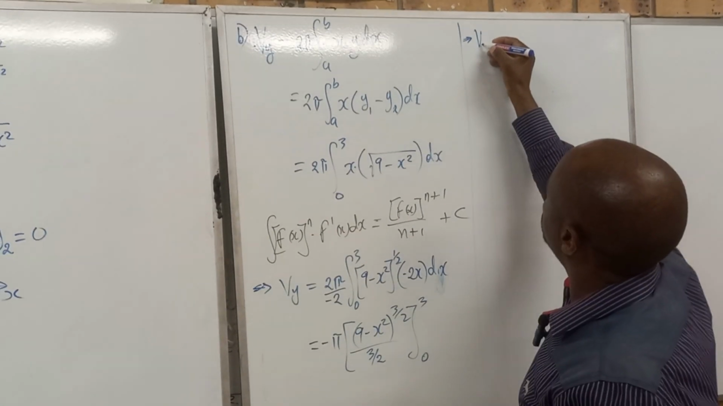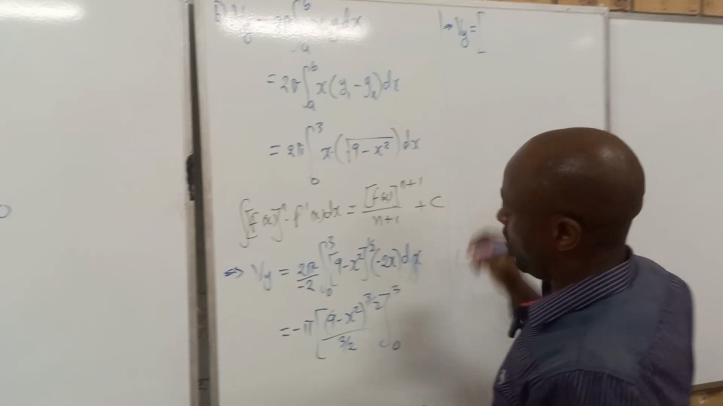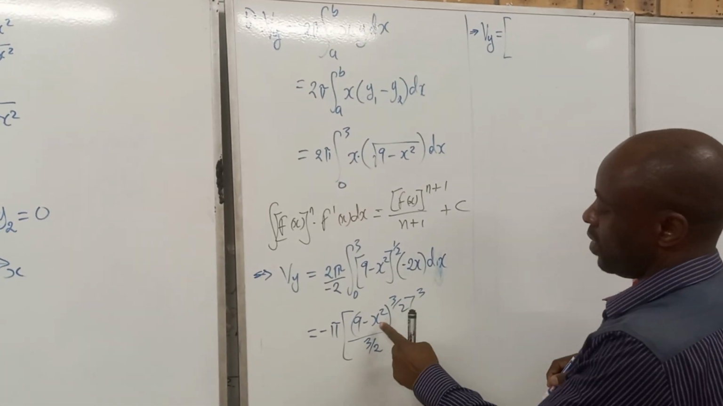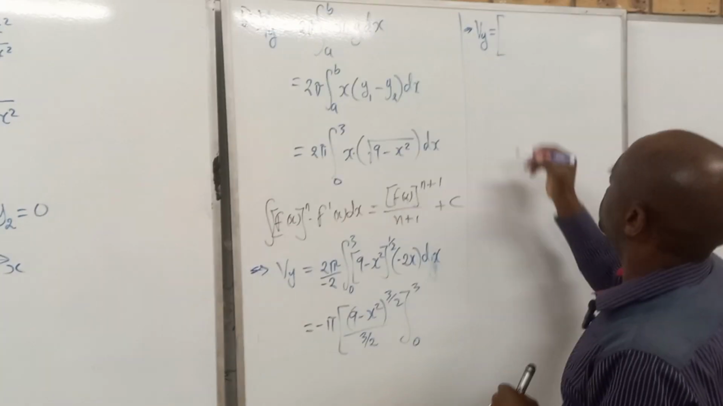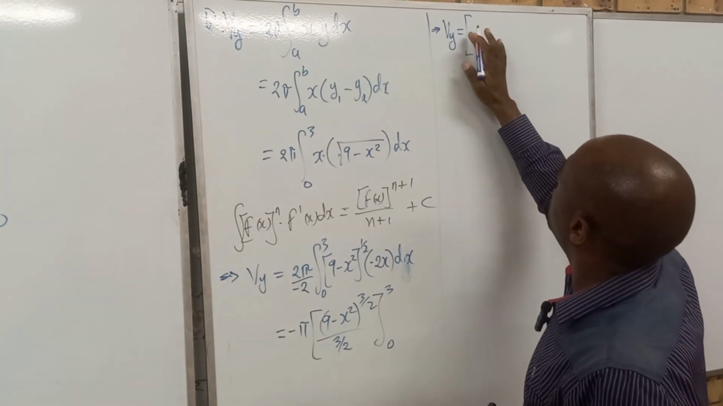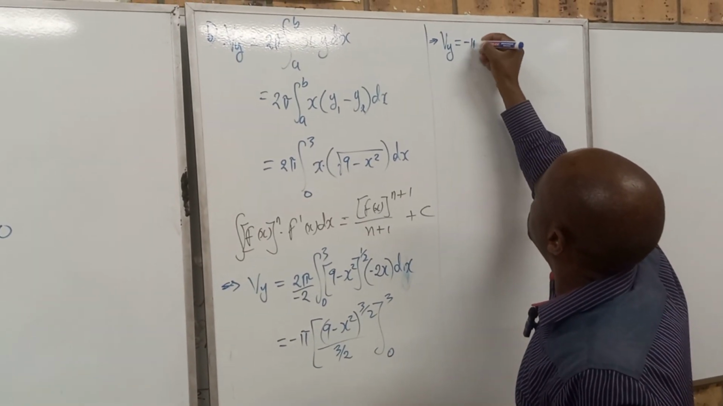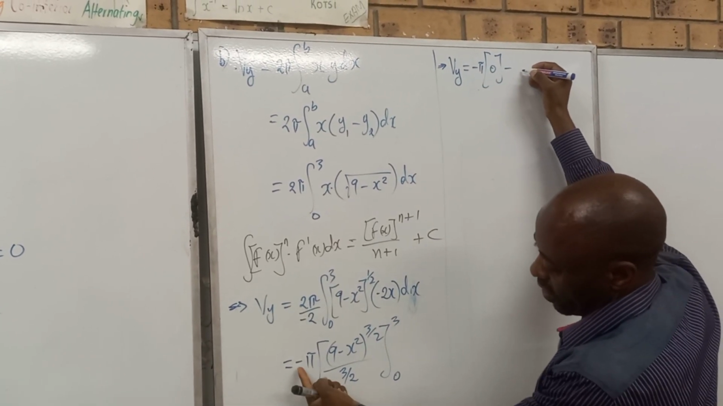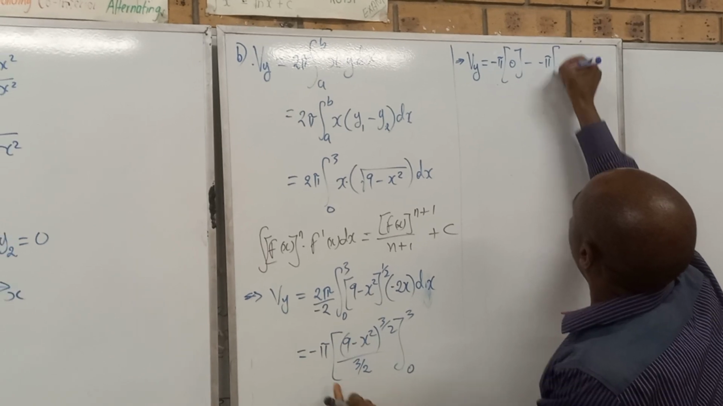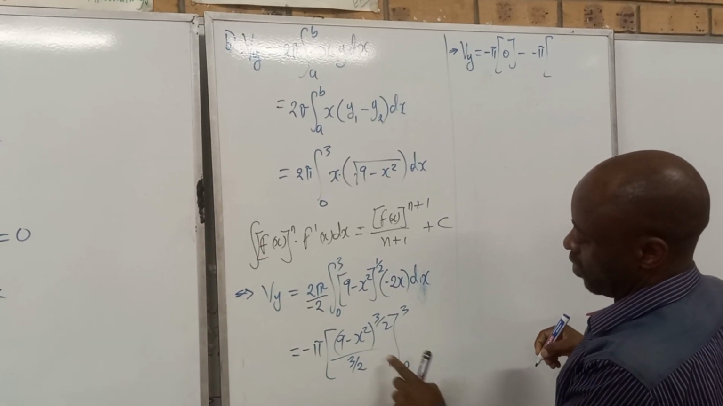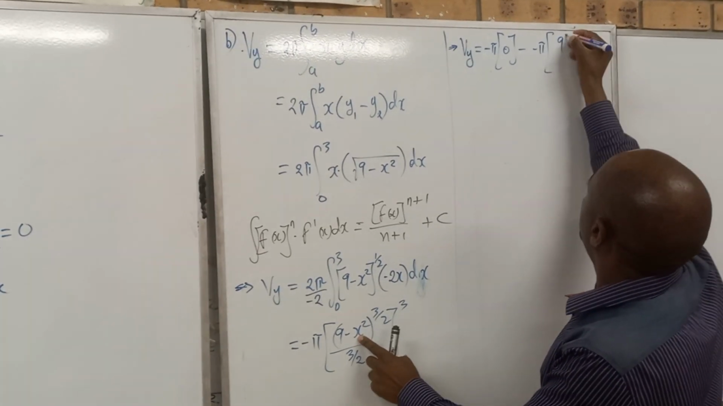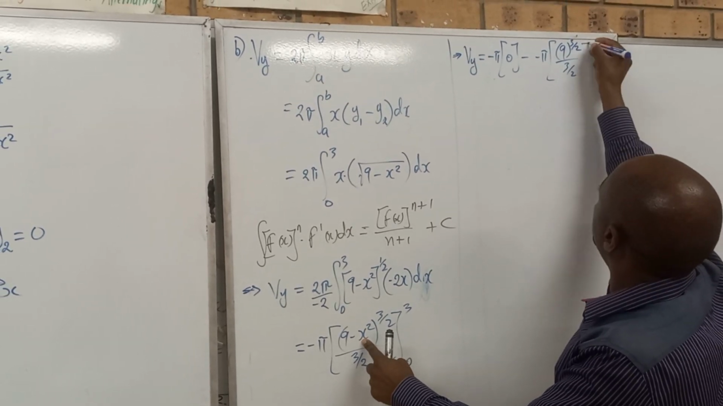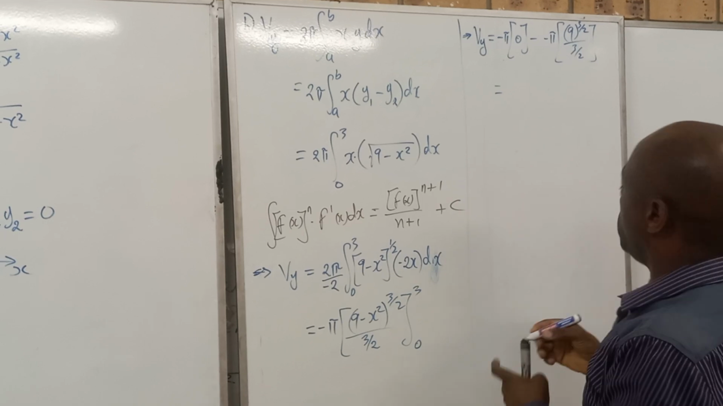If I'm substituting my limit, Vy, I start with the upper limit. You see I'll have to put 3 there. If I put 3 there, 3 squared is 9, 9 minus 9 is 0, so the upper limit is 0. Sorry, before I go there, I have -pi out, then minus, I start the whole process again. I recopy everything with -pi, then I take my lower limit. My lower limit is 0. If you put 0 there, you get 9 to the power 3/2 divided by 3/2. So those two can be positive.